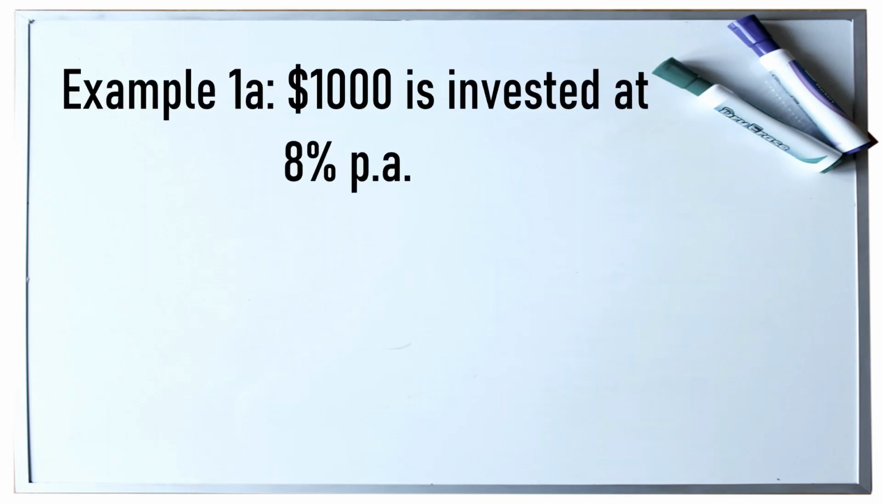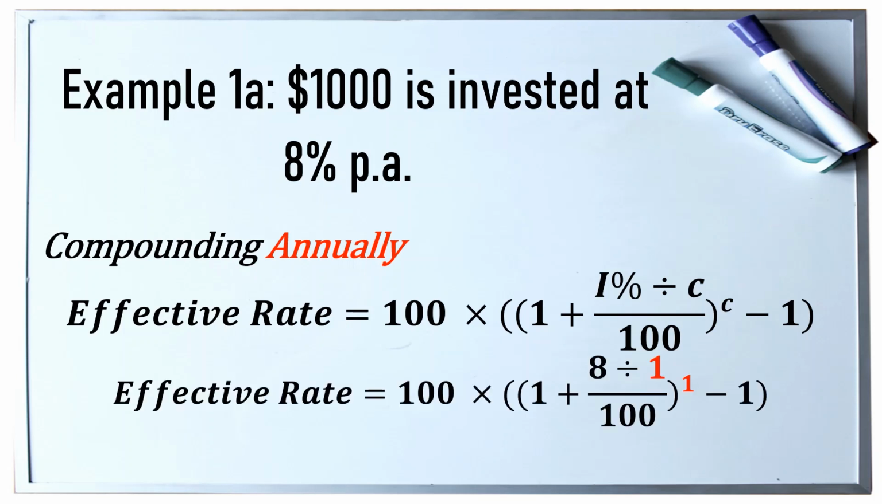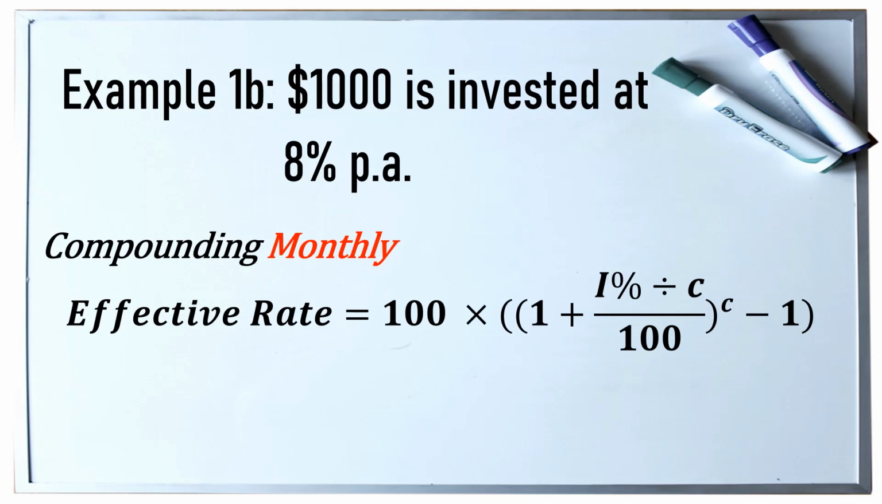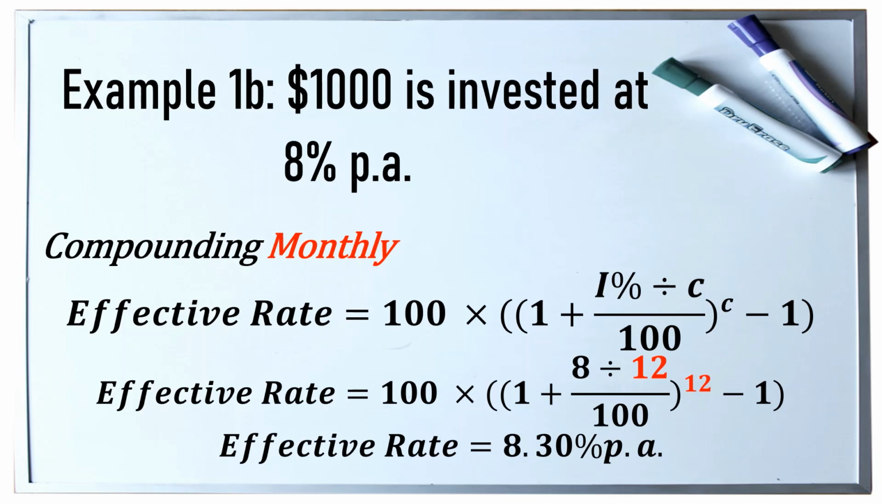Look at this first example. $1,000 is invested at 8% per annum, compounding annually. When we substitute into the formula, the I% is going to be 8 and the C is going to be 1 because the interest has been calculated once a year. And we end up, not surprisingly, at 8% per annum. This time it's going to be monthly. So rather than C being 1, it's going to be 12 this time. And then we end up with an effective rate of 8.3%.